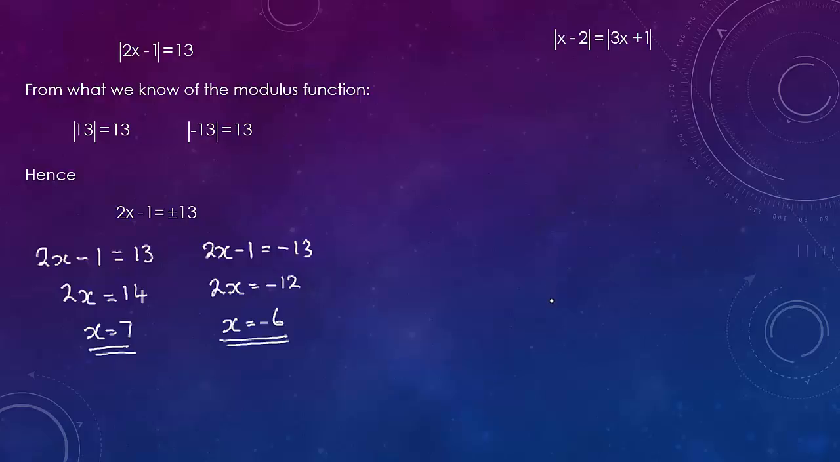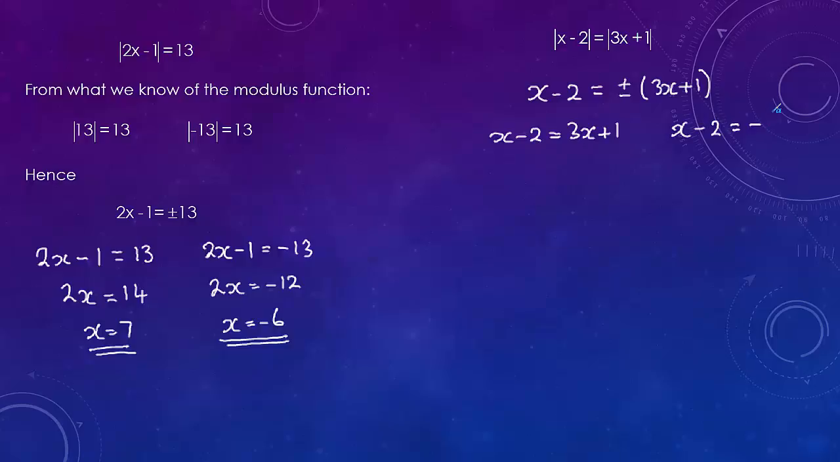So as a second example here, let's look at |x - 2| = |3x + 1|. What we would do here is have x - 2 = plus or minus (3x + 1). And we only need to have the plus or minus on one side. Well, I'll look at that shortly. So we could be solving x - 2 = 3x + 1, or x - 2 = -(3x + 1). And it should be clear to you why I have to put this in a bracket. It's minus of the whole thing.